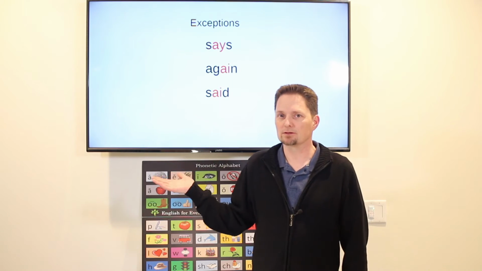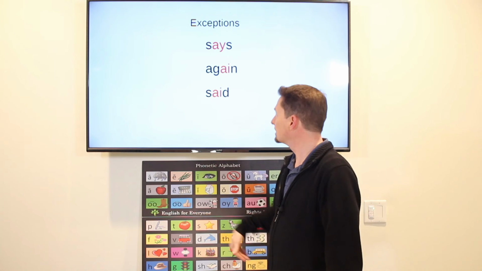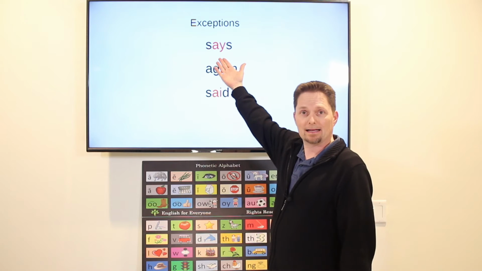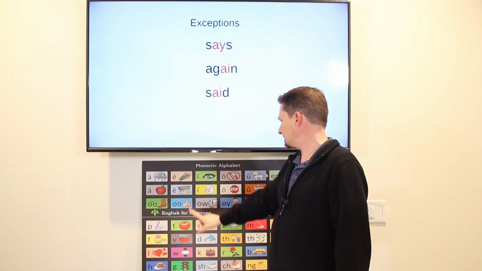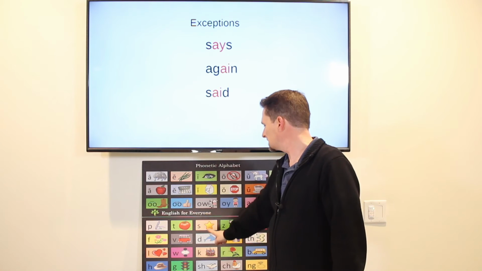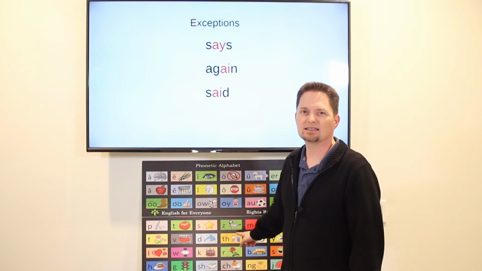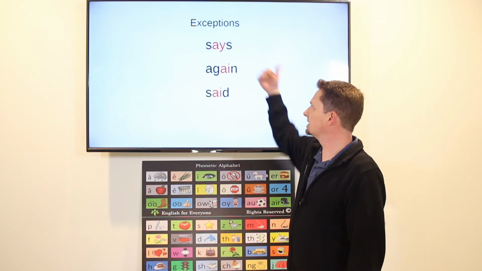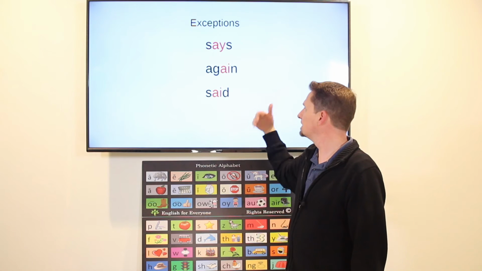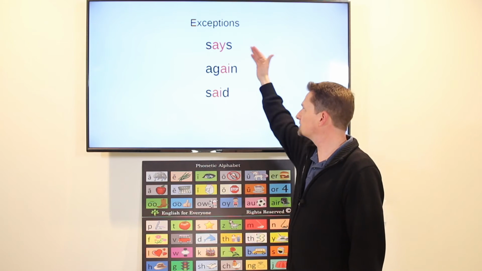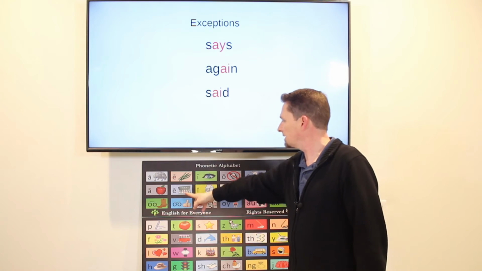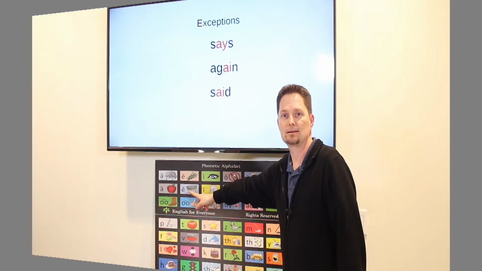Important exceptions to the A rule. So, this A, no A. We're going to pronounce it eh. So it's said, says, again, said. These words are exceptions. They use the sound eh like eggs.